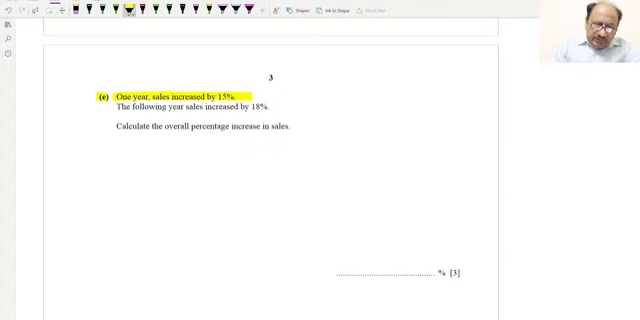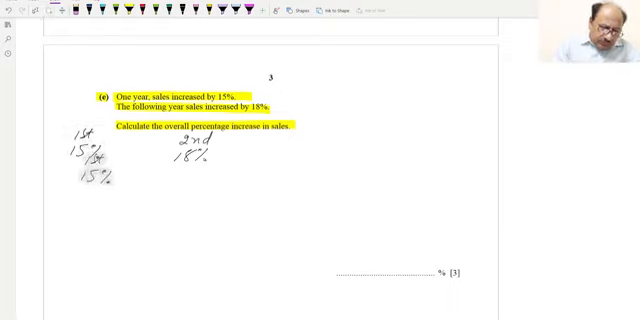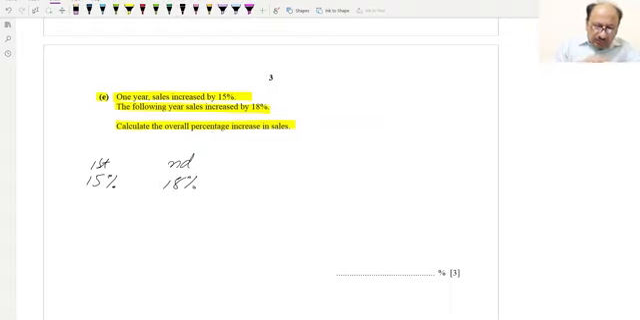In 1 year sales increased by 15%. The following year sales increased by 18%. Calculate the overall percentage increase in the sales. So the first year it is a 15% increase, and the second year it is an 18% increase. If we take 100, how much will it have increased by the second year?